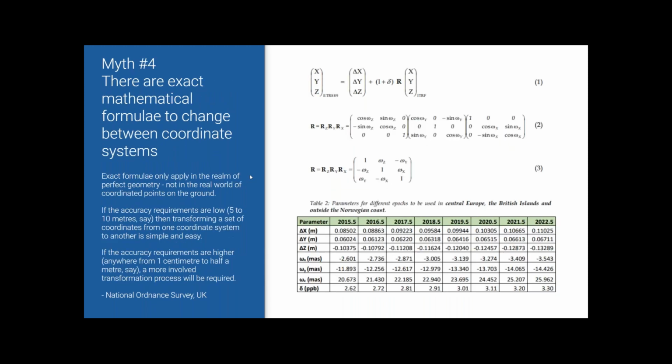Myth number 4, there's an exact mathematical formula to change between coordinate systems. If we had a perfect geometry, we could go from one survey or one coordinate system to another, and then we could just use these formulas up here. This is actually a Helmert transformation at the top. And when you see tables here that list 7 different parameters, I'm going to explain what these all do in a few minutes.